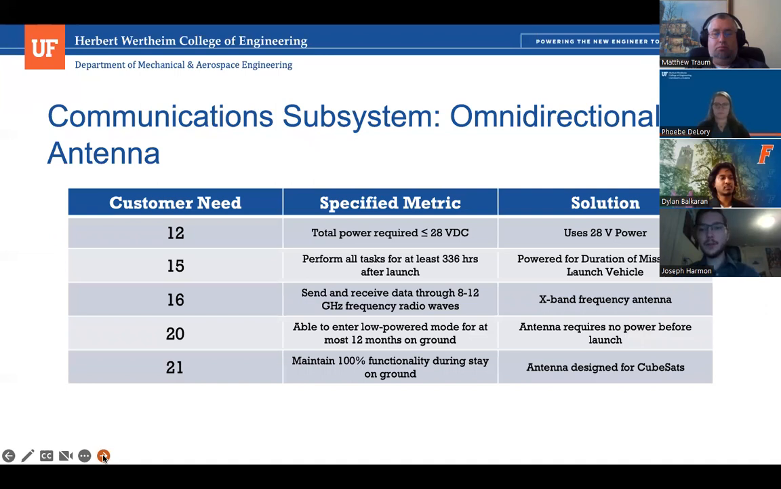Our communication system utilizes the EnduroSat patch antenna, which is designed to fit CubeSat specifications, originally designed for it to be used on a CubeSat. It has a full temperature range that will survive in both emission and storage conditions. It acts on the X-band frequency as specified in the metrics and requires no power before use.